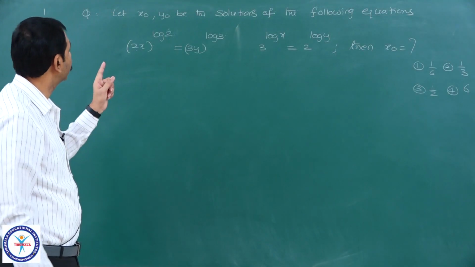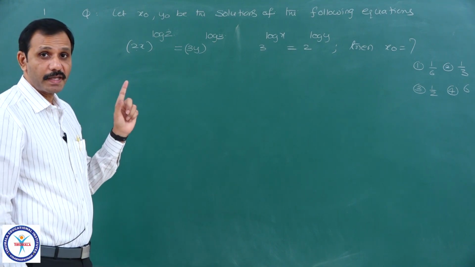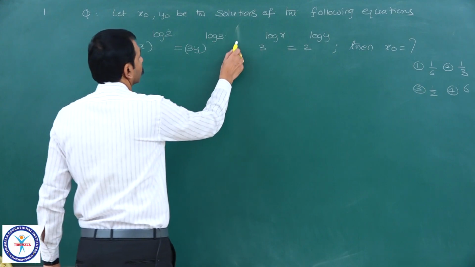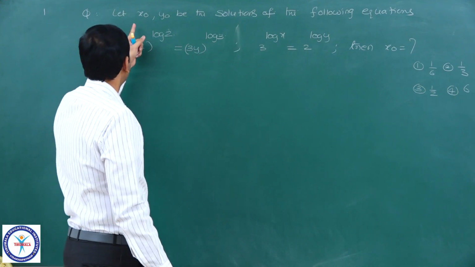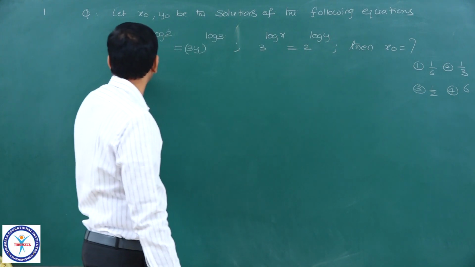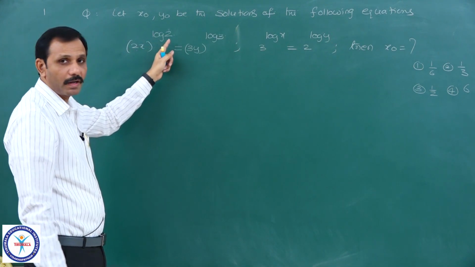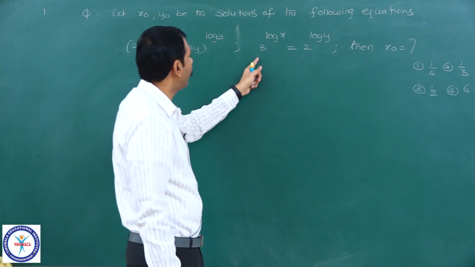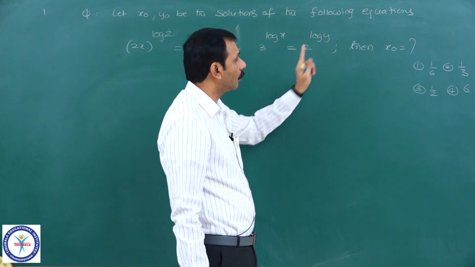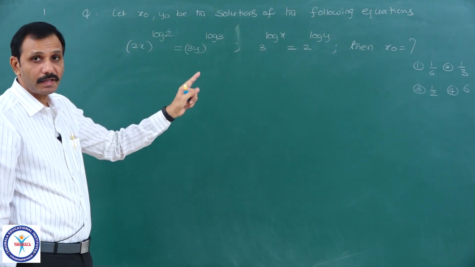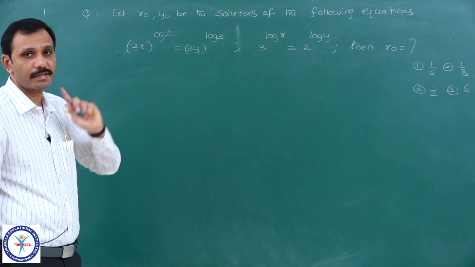See this. This is a previous JEE question, an important model. Given that x naught, y naught are the solutions of this equation: (2x)^(log 2) = (3y)^(log 3), 3^(log x) = 2^(log y), they are asking for x naught.